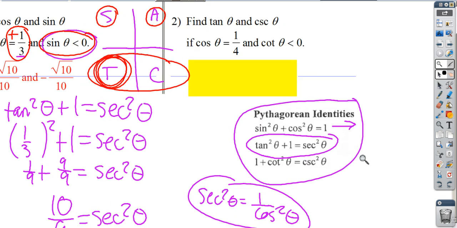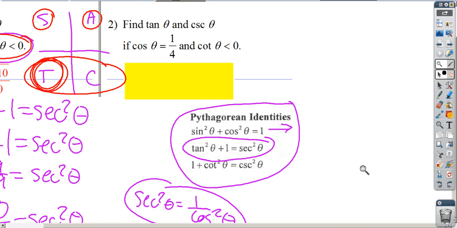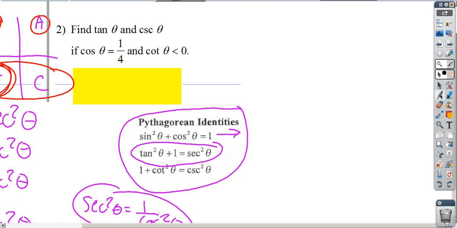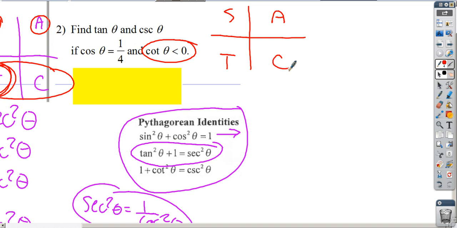All right, let's do one more here. So move this over, give us some more space. First, let's start by finding our quadrant, because that will make things a little bit easier for us. So, All Students Take Calculus. We are in the quadrants where cotan is negative, but cosine is positive. So cosine is positive here, and it's positive here.